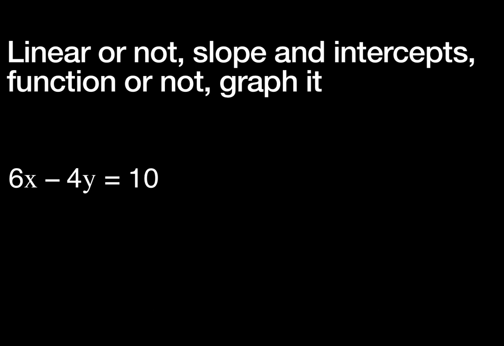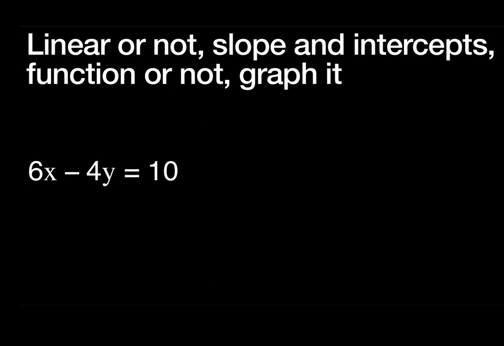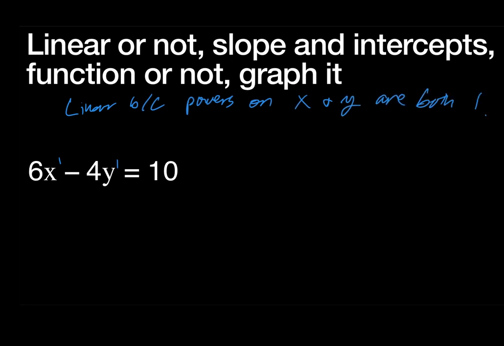Linear or not, slope and intercepts, function or not, and graph it. So here we have an equation, and the question is, is it linear or not? To tell if an equation is linear, I look at the powers of the x and the powers of the y. If the power of the x and the power of the y are both 1, which these are, we don't typically write x to the first and y to the first, but they are, then this is linear. So I would say linear, because the powers on x and y are both 1.